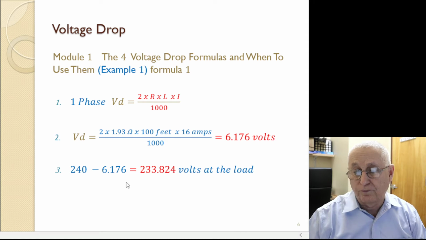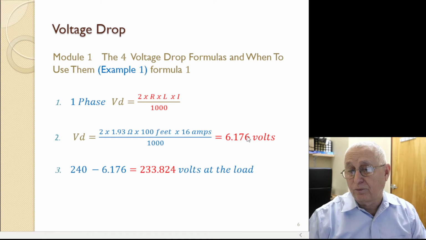6.176 volts. We take the 240 volt supply and we subtract that 6.176 volts, and we will get 233.824 volts at the load. We dropped that 6 volts just in the resistance of the wire.